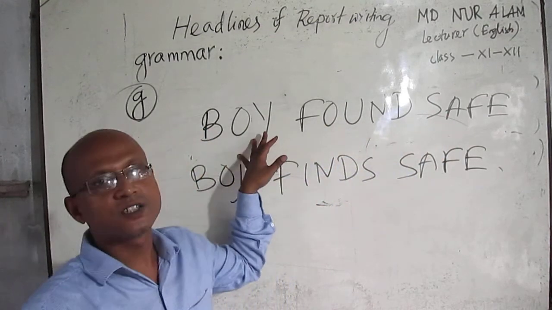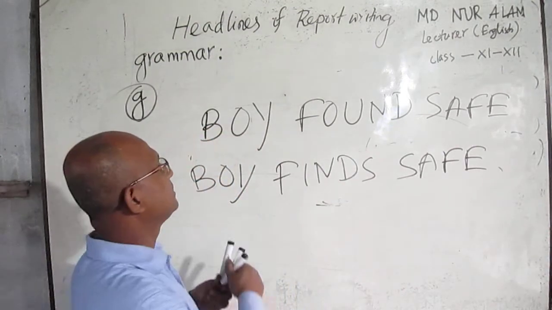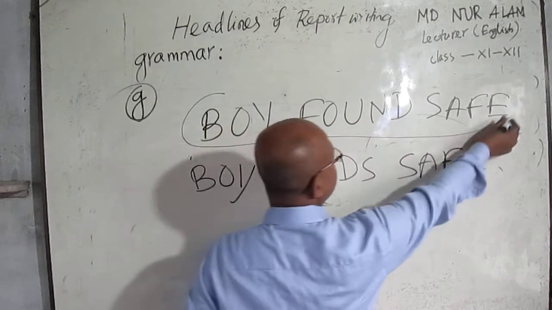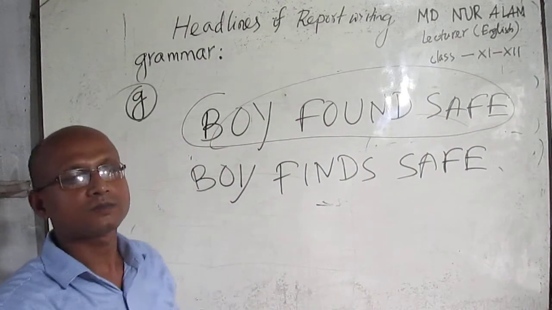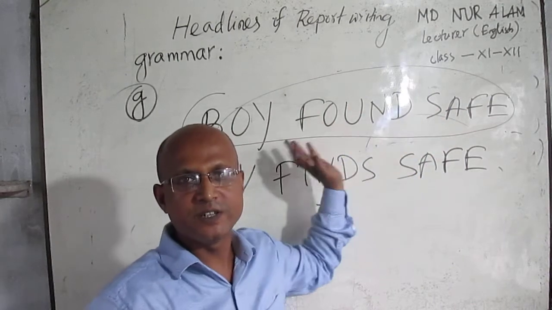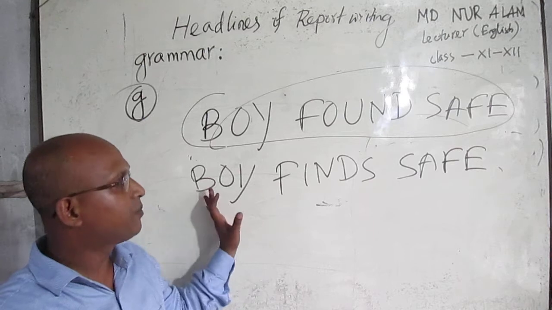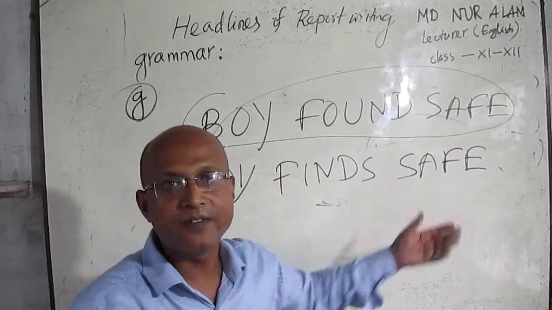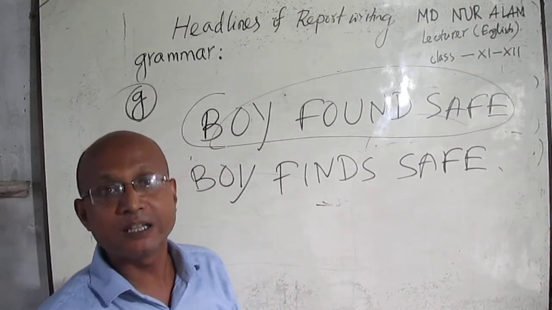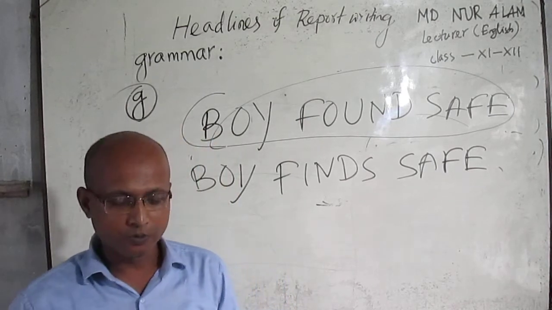Normally this seems to be an example of past indefinite tense, but actually the meaning of the headline is a missing boy was found safe. And the meaning of this headline is a boy has found a safe. You know, safe means something like almirah. Okay? I think I am very clear to you.